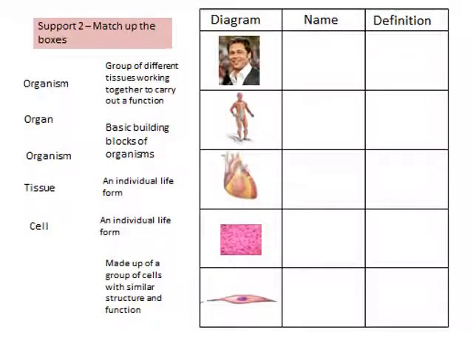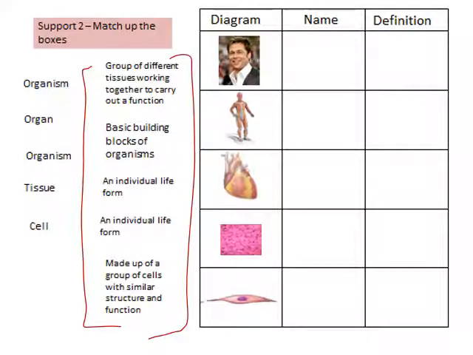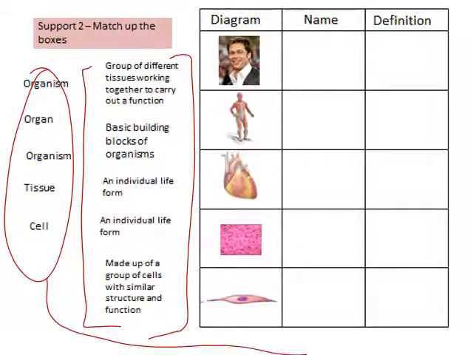Okay, so this is the support activity, and this gives you the definitions there. So they're the definitions, and they're the keywords, and you need to put those in the right box there, and those in the right box in that column. So pause it if you want to have a go using this support activity.